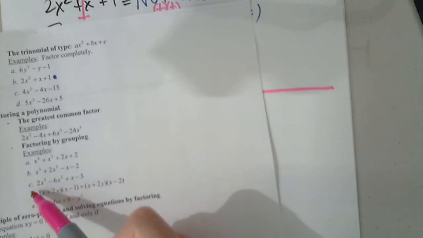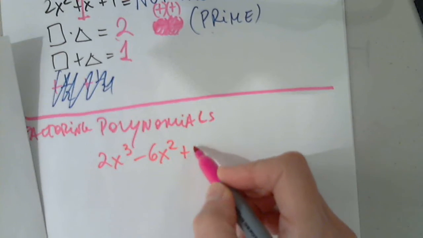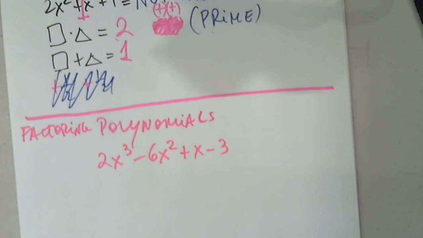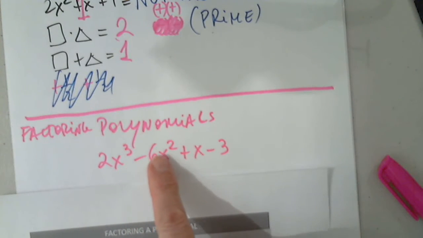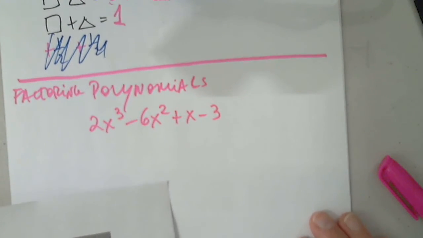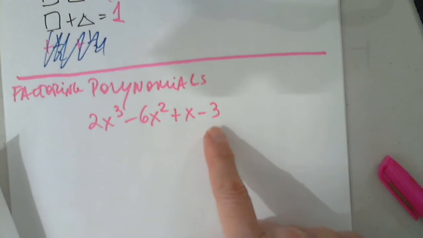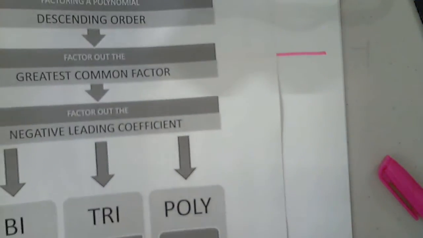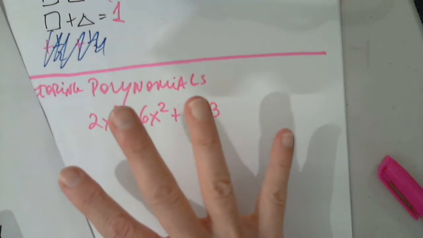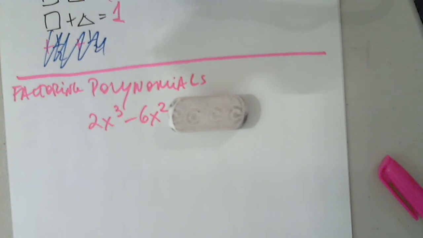Okay, so let's say I'm going to choose C. 2x cubed minus 6x squared plus x minus 3. So I go through the whole strategy again. It's in descending order, yes. Then a greatest common factor, no. 2, 6, 1, and negative 3 don't have a common factor. Negative leading coefficient, no. Is it a binomial? No. Is it a trinomial? No. It has 4 terms. So factoring by grouping. So I just go ahead. That's it. So factoring polynomials is easier than anything else.